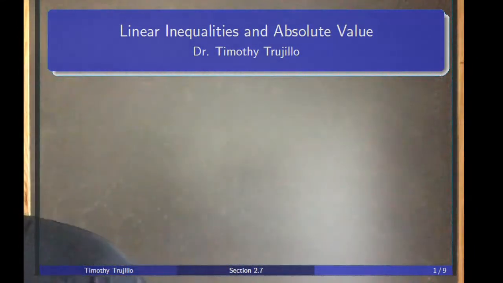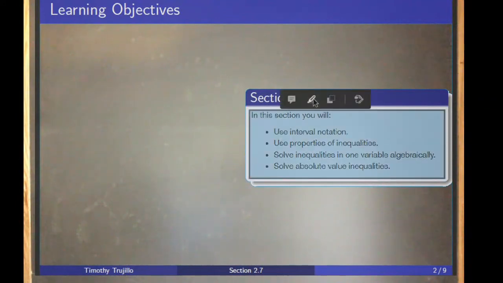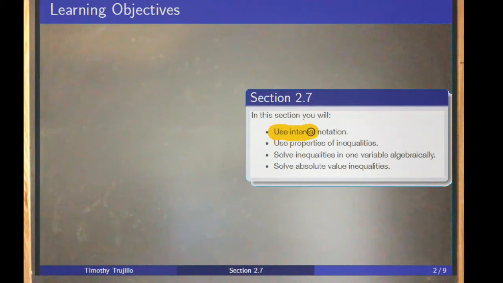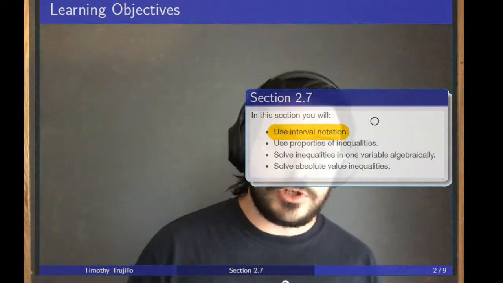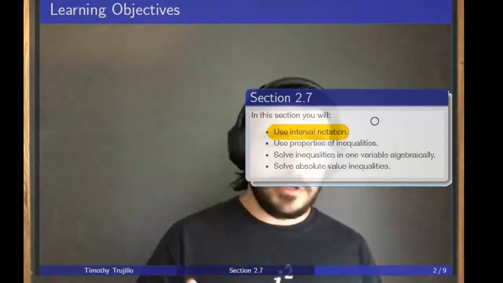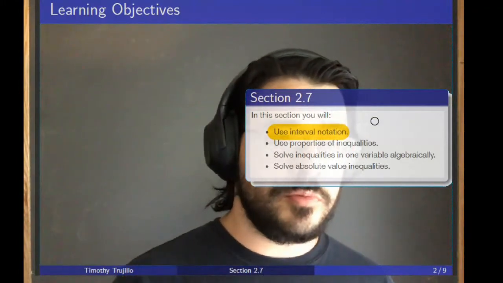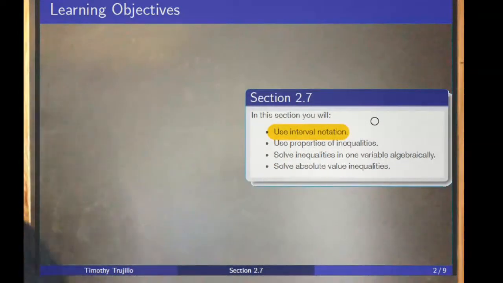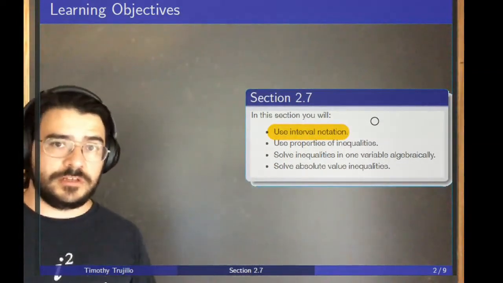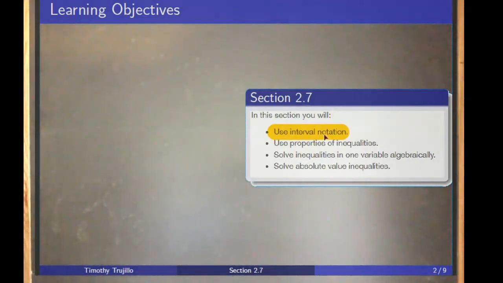So what are our learning objectives for today? Today we've got 4. The first one is the most important, and it is to use interval notation. I'm going to spend quite a bit of time talking about interval notation, even though there's not really any specific question in Infinity that goes over it. It's the most important objective in this section of the textbook, because you'll use interval notation fairly often in your future math courses or courses that depend on this algebra course. So this stuff will come up again.